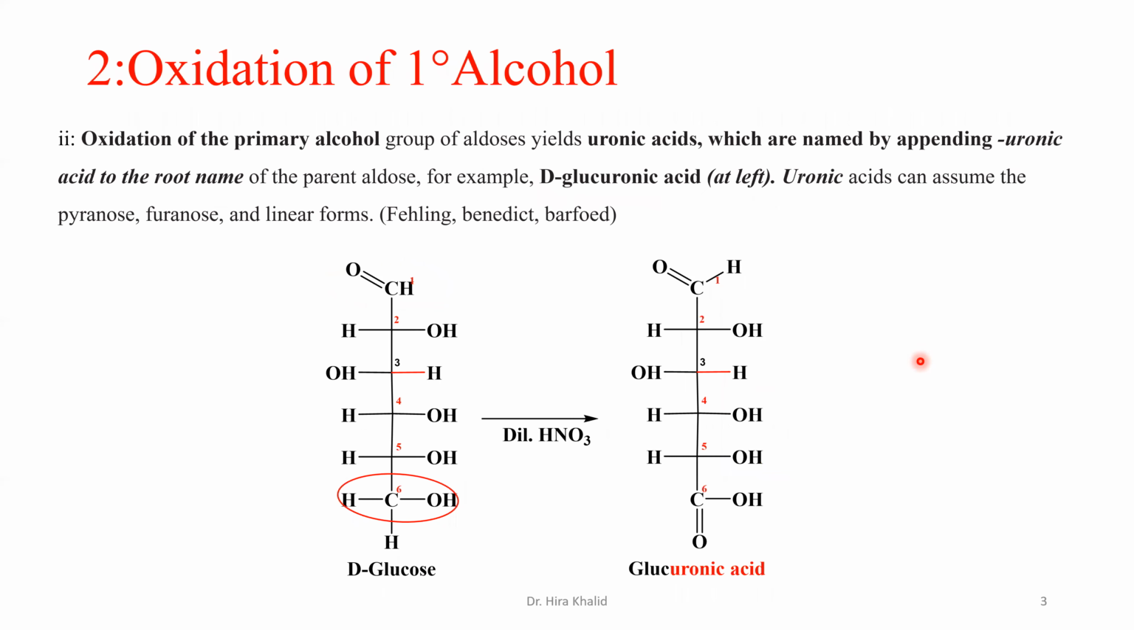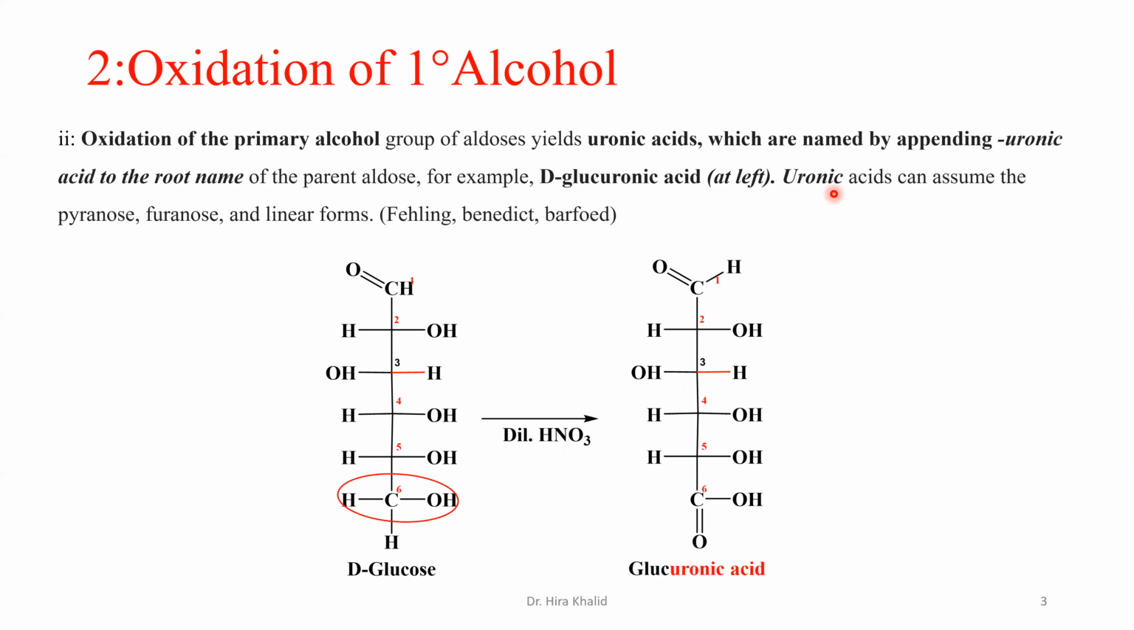Now, the next kind of oxidation is that if the primary alcohol of that monosaccharide undergoes the oxidation, not the aldehydic side, right? In that scenario, if that functionality has oxidized, then we will use the suffix uronic acid. We will use that suffix with the root name of the parent aldose. We will see how we will name that one.